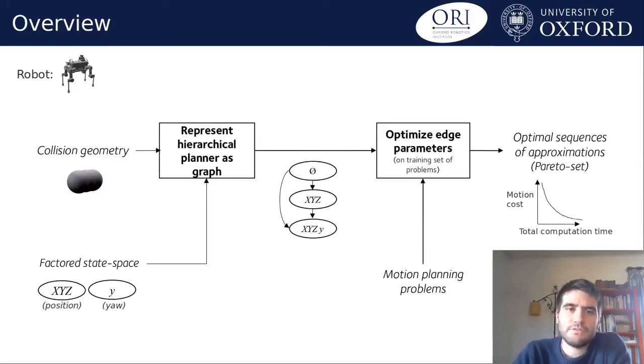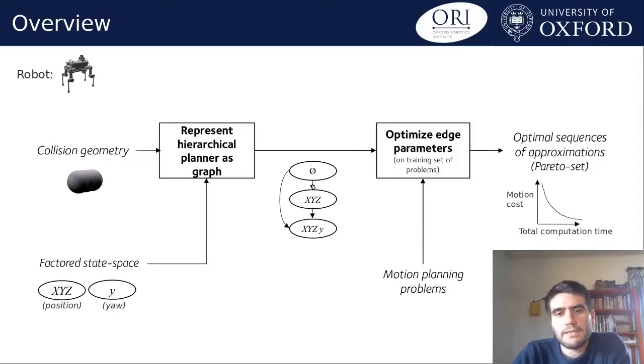Here's an overview of our method. The method starts from a factored state space. Imagine position and rotation, and the collision geometry for your full space. Then we go from this into a graph representation of hierarchical planning for this space. This graph representation looks more or less like this. You start from having a plan in no space, and then you can either plan directly in the full space, or you can first plan in position space and then position plus rotation space.